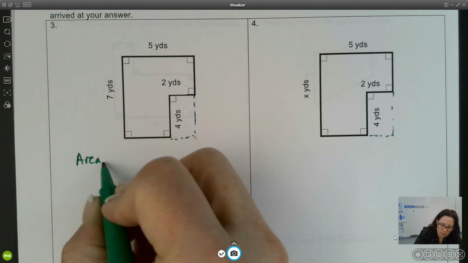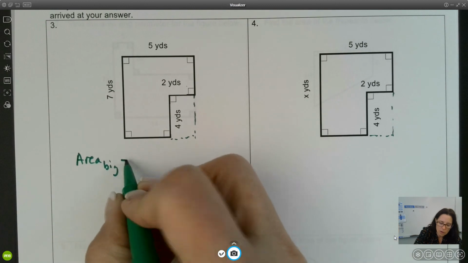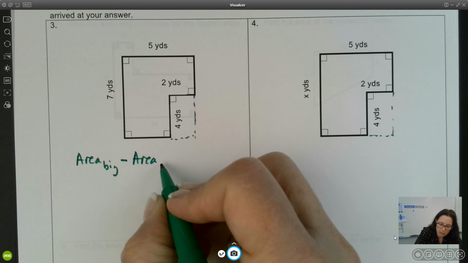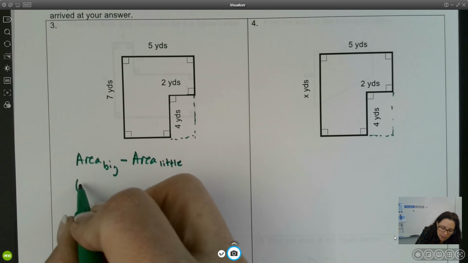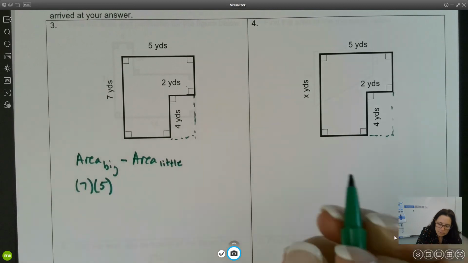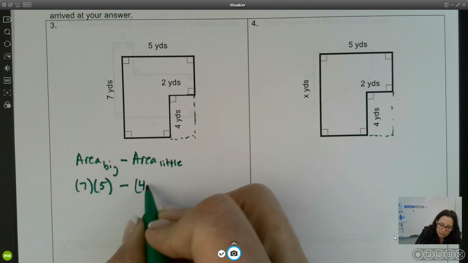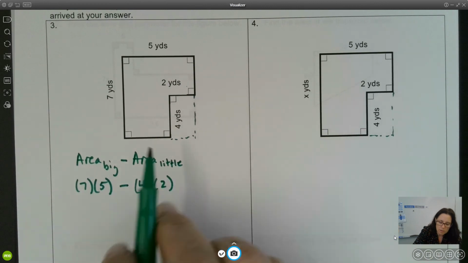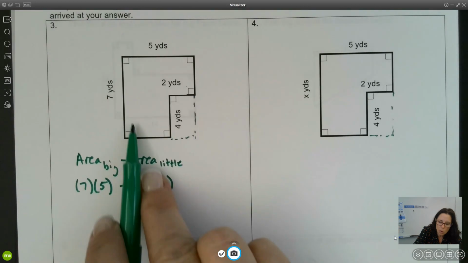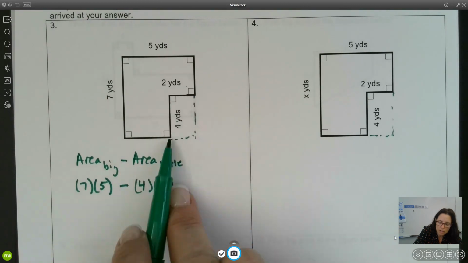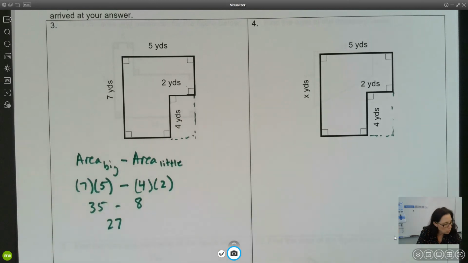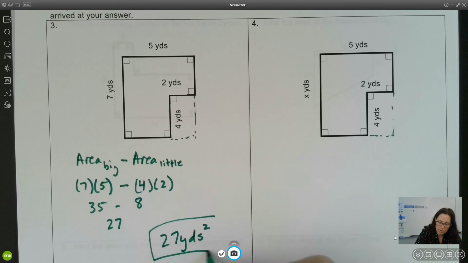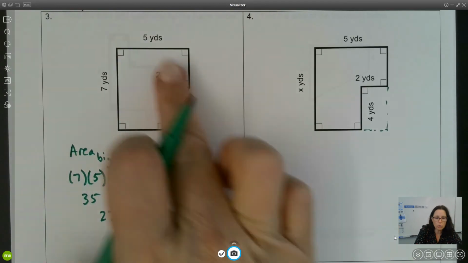All right, I'm going to take the area of the big and then take out the area of the little. That's what my head's getting around right now. So I've got 7 by 5, and I'm going to take off 4 by 2. 7 by 5 is this whole area, and then I'm taking off this little chunk right here. So 35 minus 8 gets me 27. So 27, and we're in yards squared. That's how you do it if you are all numeric.